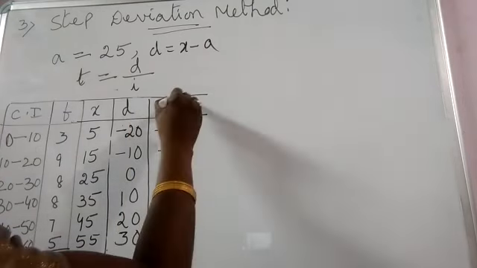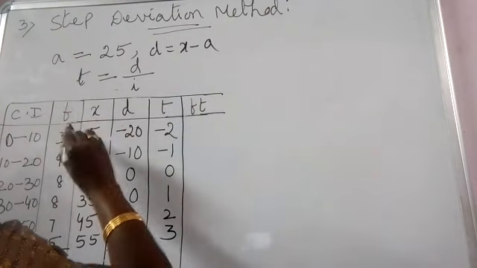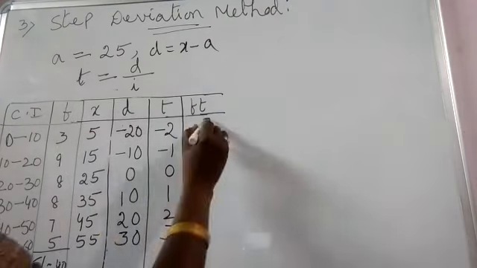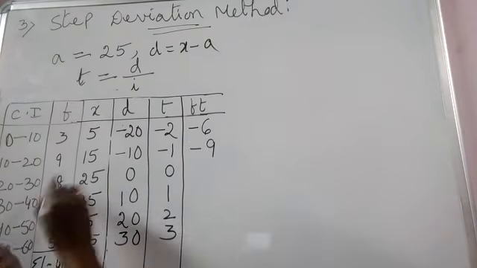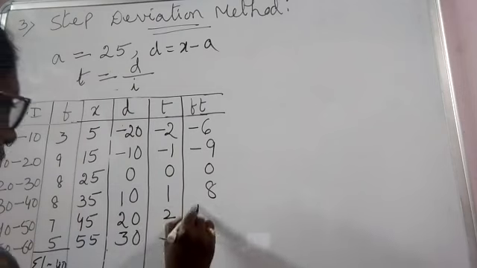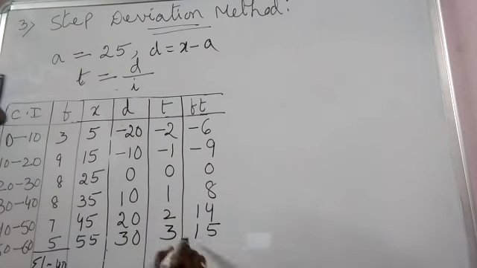Now, t we got. Now let us find ft. Product of f and t let us find. Plus into minus, minus. 3 2s are 6. Plus into minus, minus. 9 1s are 9. 8 0s are 0. 8 1s are 8. 7 2s are 14. 5 3s are 15.